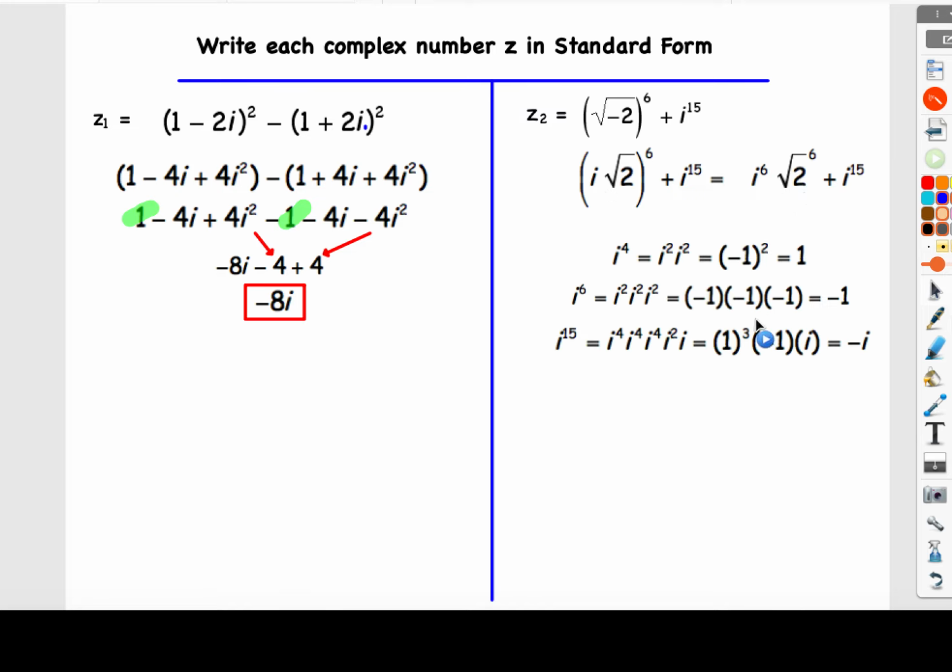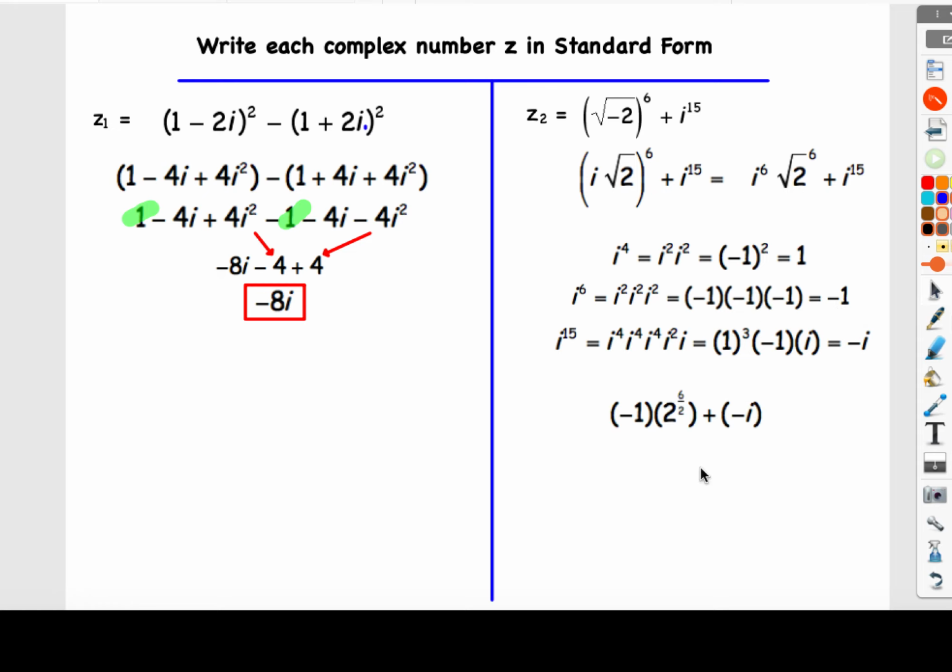Then let's talk about the details here. i to the 4th is going to be 1. i to the 6th, therefore, is negative 1 times negative 1 is going to be a negative 1. i to the 15th, again, kind of breaking that down, is just going to be a negative 1 i. So i to the 6th here is now negative 1.